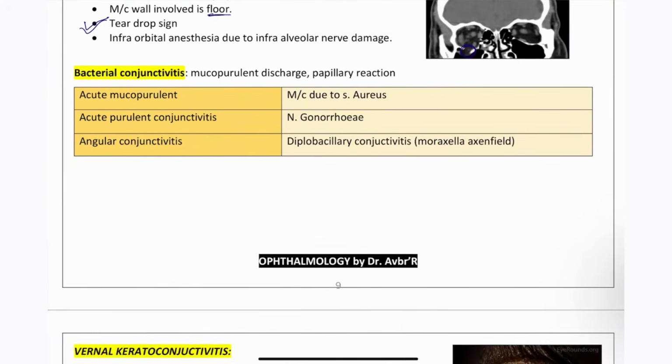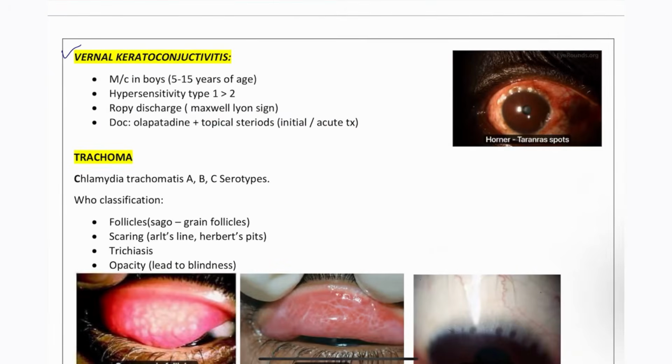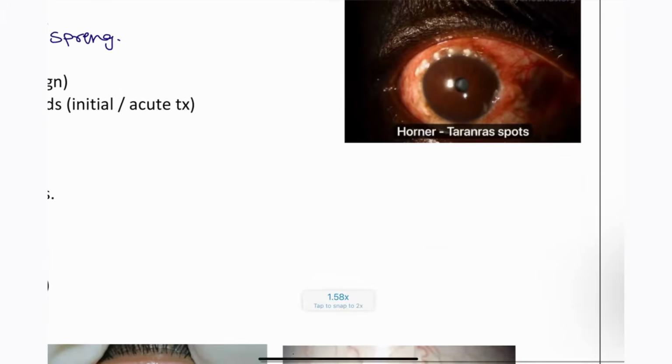Next, bacterial conjunctivitis. For the mucopurulent type, the most common cause is Staph aureus. Purulent conjunctivitis is due to gonorrhea, an STD. And angular conjunctivitis is due to Moraxella. Next, vernal conjunctivitis is associated with type 1 hypersensitivity, ropey discharge, especially in boys and in the spring season. Okay, this is how the patients suffering from vernal conjunctivitis look. And these are the Horner-Trantas spots. Last year's question: vernal conjunctivitis, or spring catarrh, we can say.